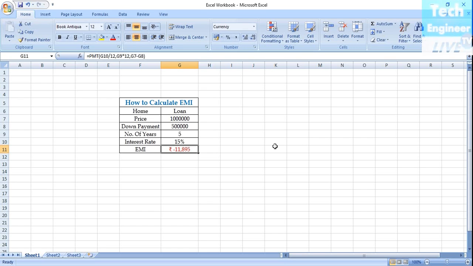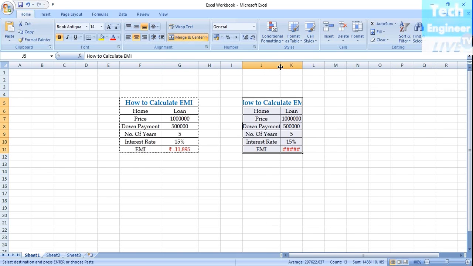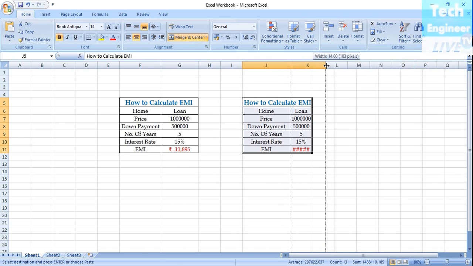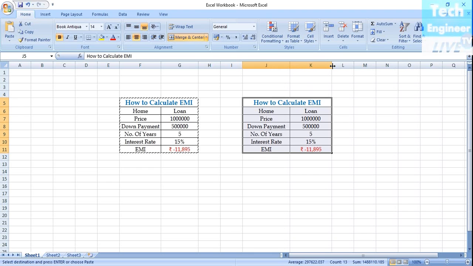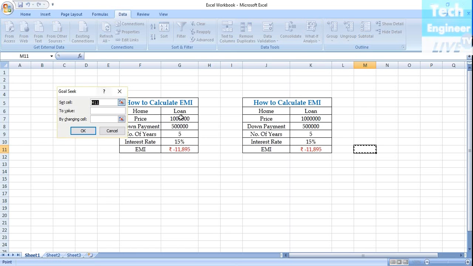For example, a customer comes and says that 11,895 is a big amount for him, and he just wants to pay 10,000 only on a monthly basis. So how would a finance company calculate that? You could simply put a calculator there and start working it out, but it's quite confusing. So we have an option in Excel under Data, called What-If Analysis. In What-If Analysis we have the Goal Seek function.